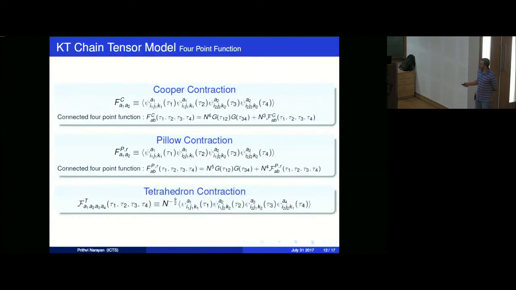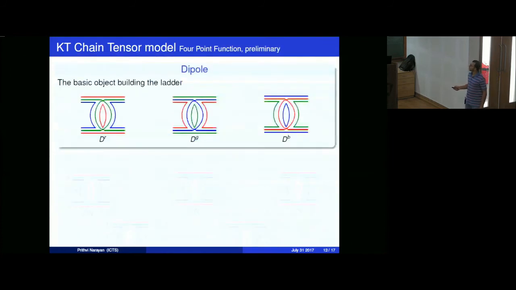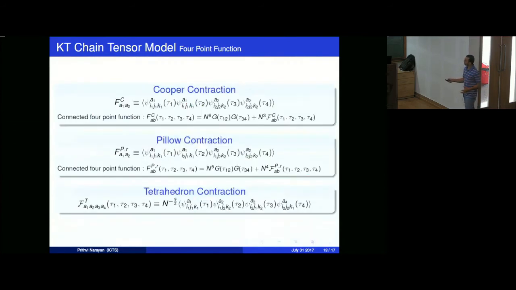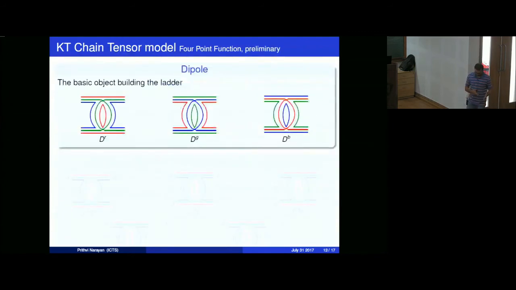Okay, so this is the tetrahedron contraction. Now, to compute 4-point functions, we will first compute this Cooper contraction, but for any 4-point function, you need ladder diagrams. How do you form ladder diagrams? Let's call these objects dipoles. You string such dipoles together and you form a ladder.